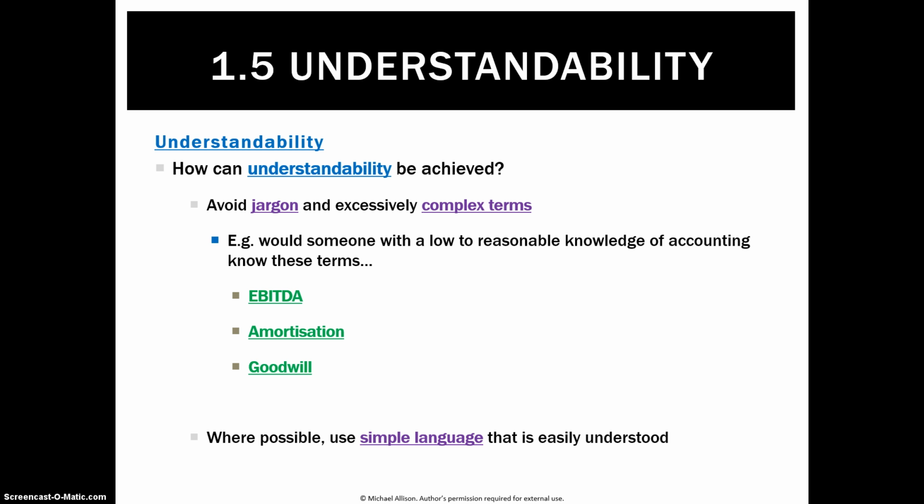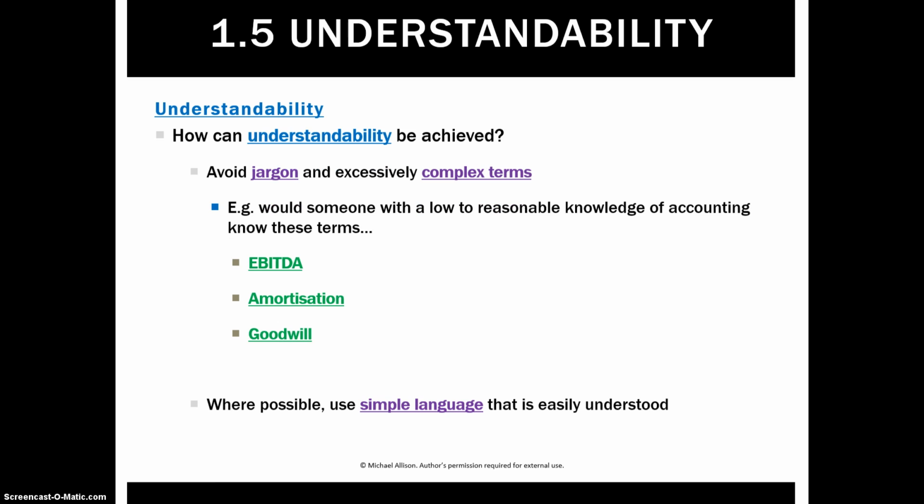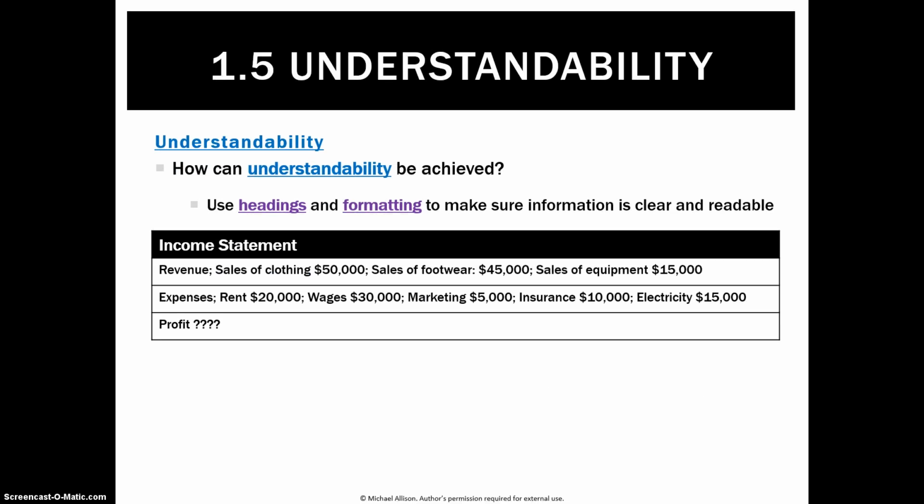Where possible, use simple language that is easily understood. So if you are going to use the terms above, at least provide an explanation, maybe an asterisk, and down the bottom, break it down and tell someone what it means. Another way you can achieve understandability is to use headings and formatting. That'll make sure information is clear and readable.